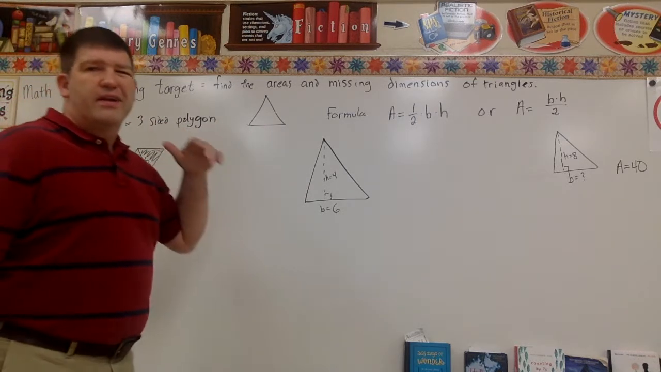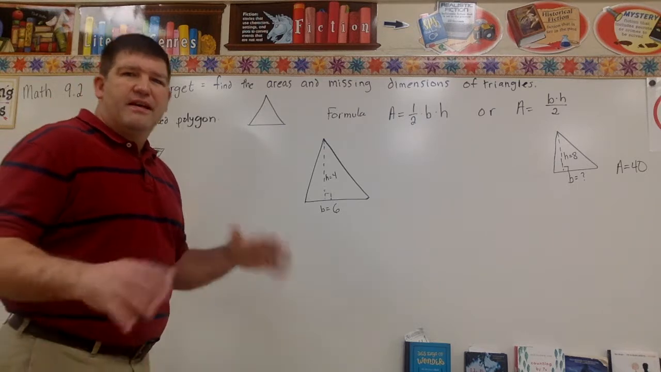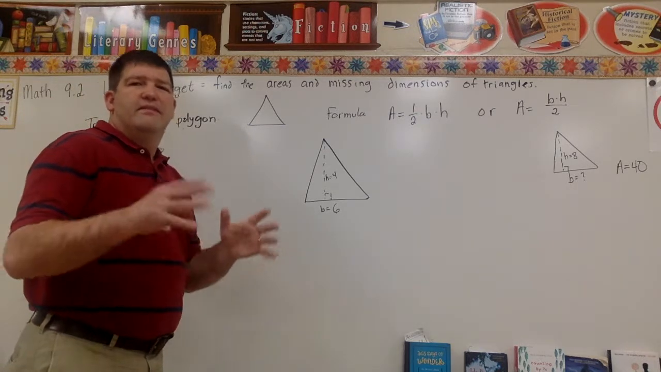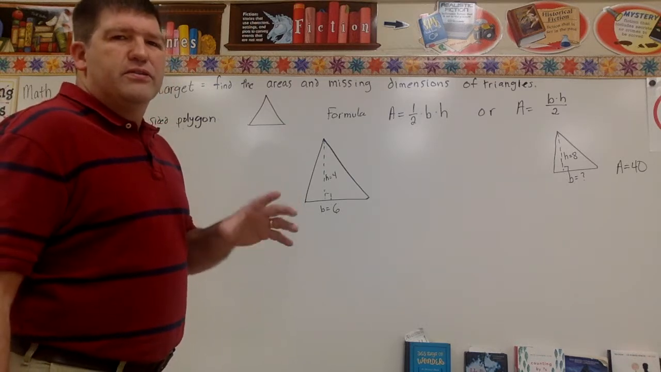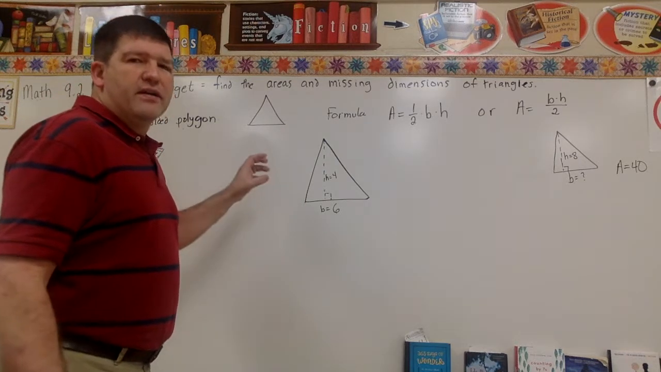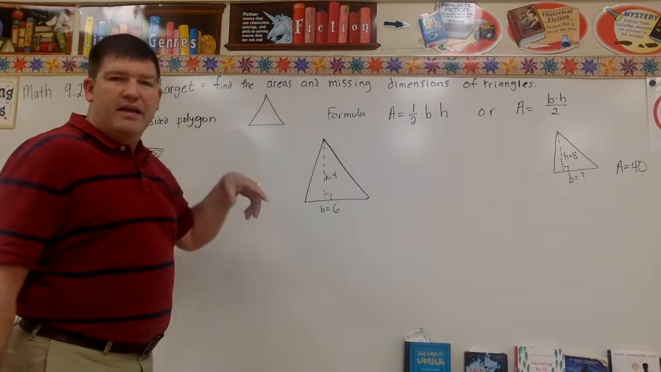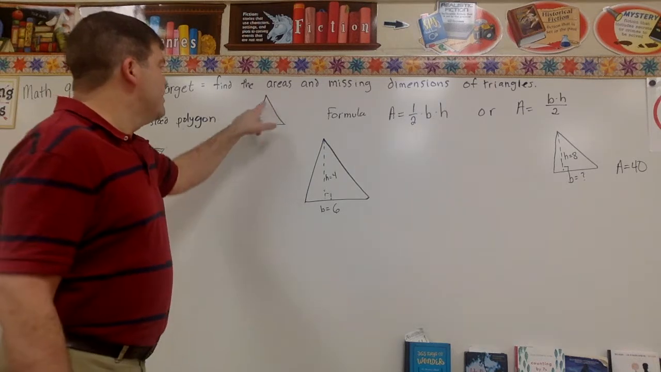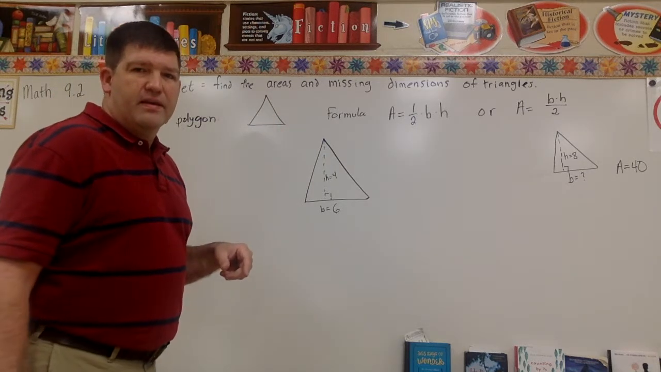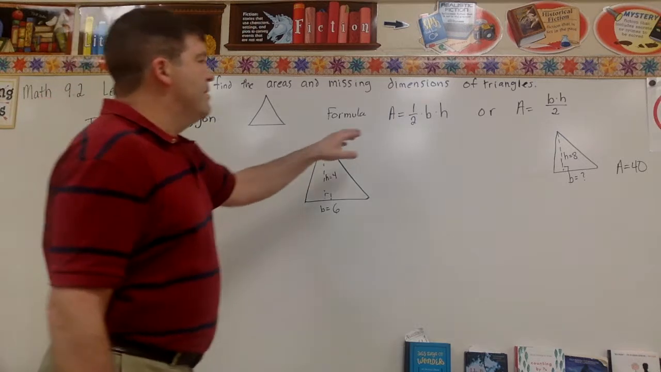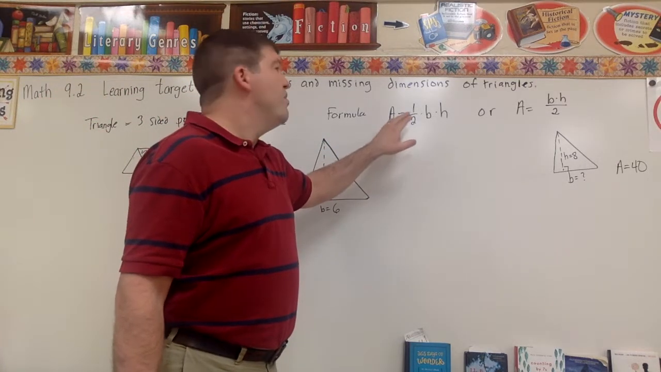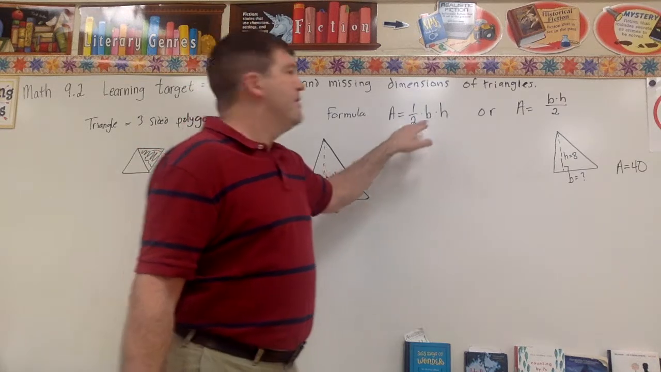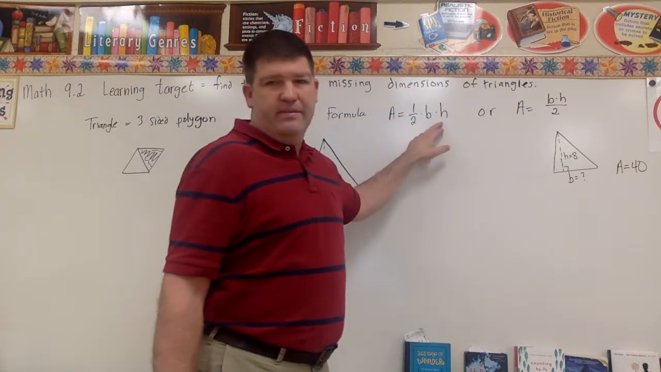There are different kinds of triangles, isosceles, scalene. So we're not going to worry so much about the different types. A triangle is just a three-sided polygon, and we're going to try and figure out how much is inside. And the way you do it, the formula is area equals 1/2 times the base times the height.